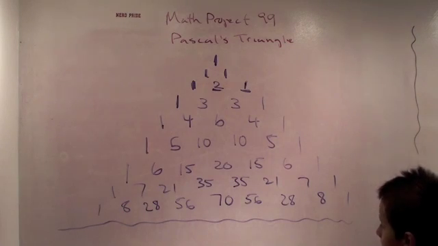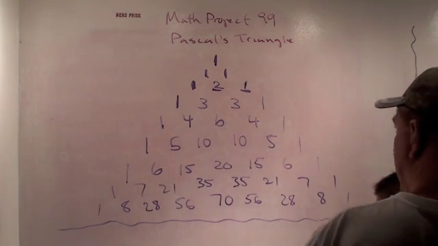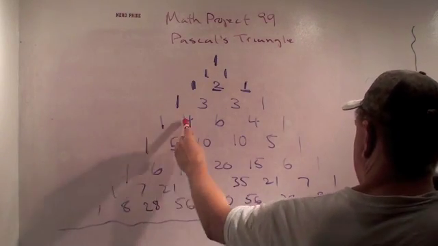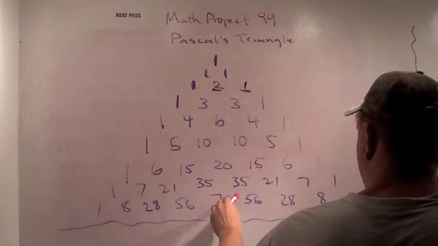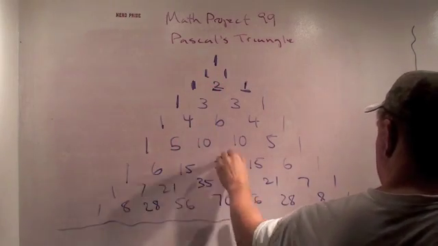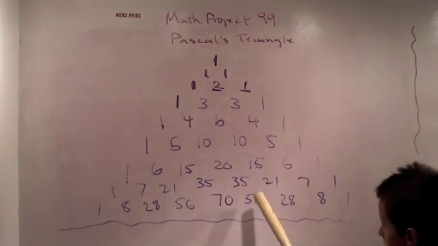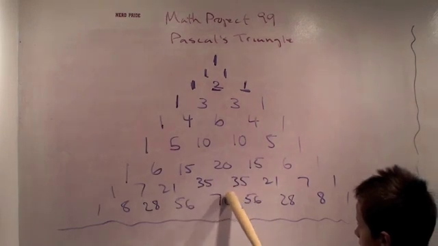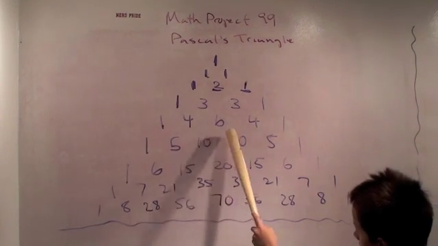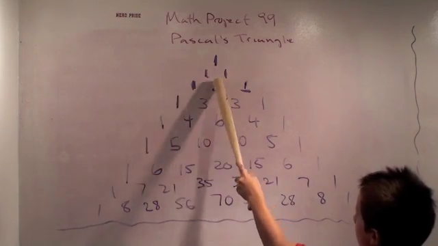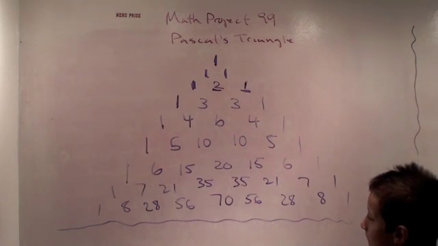And then you notice that the rows that have an even number as the second number have one number in the middle. And the rows that have an odd number as the second number have, instead of having one number in the middle, have two numbers in the middle. Okay, so that's pretty neat. That's a good job with the patterns. Do you notice any other patterns?